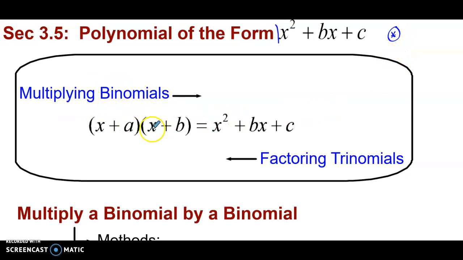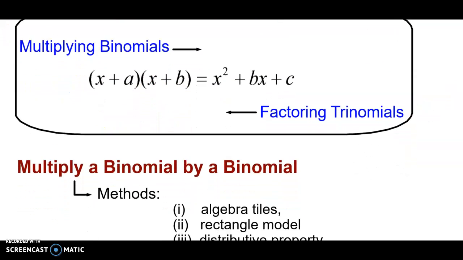So we're going to look at multiplying binomials to get a trinomial. And then we're going to look at taking that trinomial and what we call factoring it. Remember GCF that we talked about. This time we're going to look at techniques to factor that trinomial back into two binomial products.